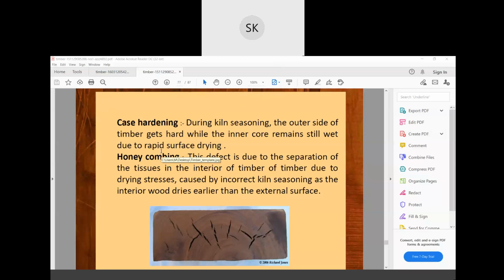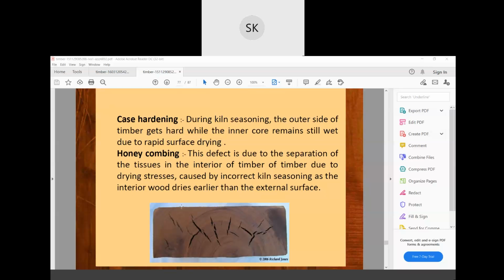Next, honeycombing. This defect is due to the separation of tissue in the interior of timber due to drying stresses caused by incorrect kiln seasoning, as the interior wood dries earlier than the external surface. So what happens? Honeycombing is that when you do artificial seasoning, there may be some separation of tissue. Shakes was natural separation of tissue. This one is due to artificial seasoning. So honeycombing is a defect which arises due to artificial seasoning in the kiln.